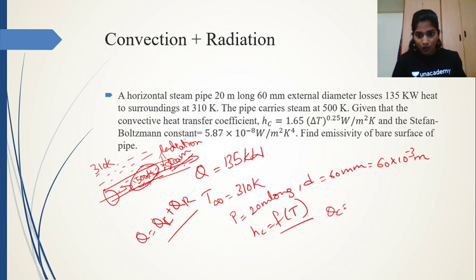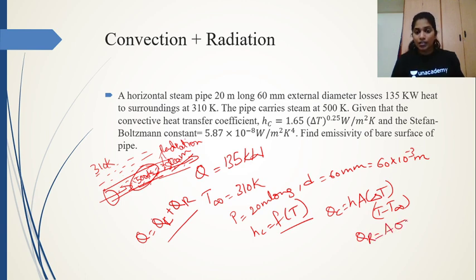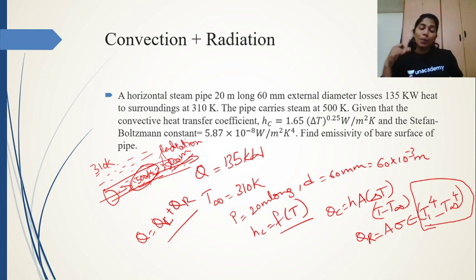So for convection the formula is hA into delta T, which is nothing but T minus T infinity, and for radiation it will be A sigma emissivity into T1 power 4 minus T infinity power 4. See, here we have not only the temperature difference, we have the fourth power of temperature, right? It means here you have to mention the temperature in Kelvin only. If you consider only temperature in degrees centigrade, then it will be wrong. So T1 power 4 means here we have temperature in Kelvin only.